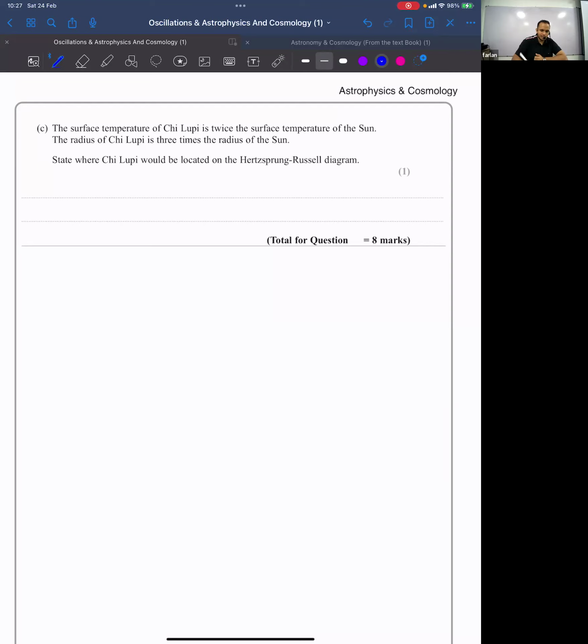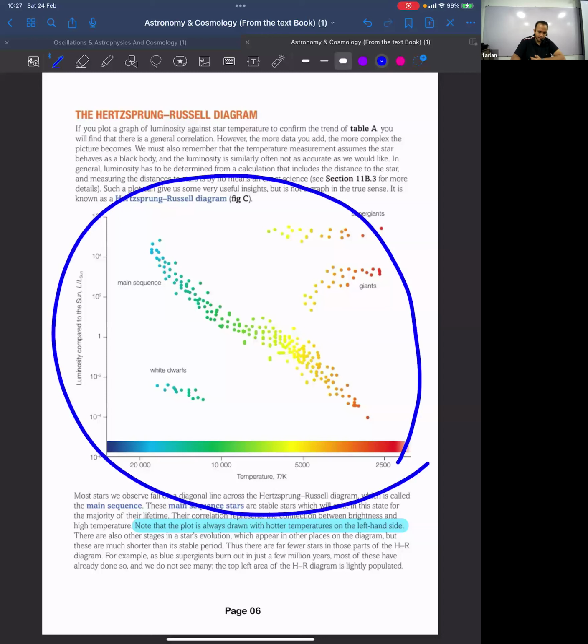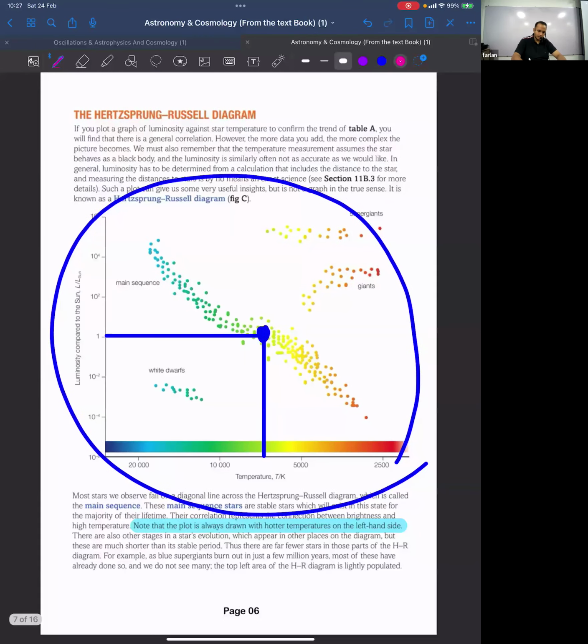So, since the temperature is double compared to the sun, it will be on the left side. Am I right? Now this is the diagram. The sun is somewhere here. It has a luminosity of 1 in the main stable period, so it should be somewhere here. Double the temperature means definitely on this side.